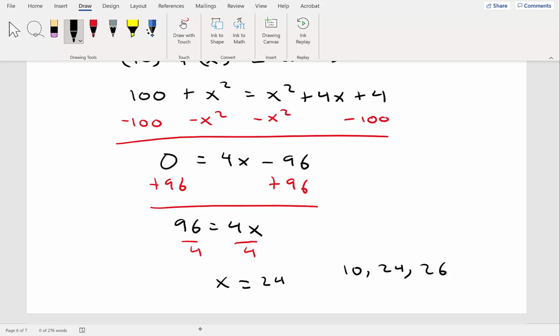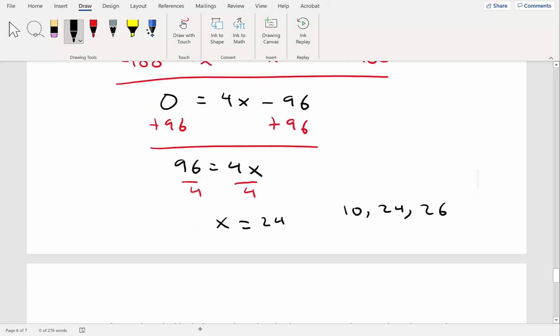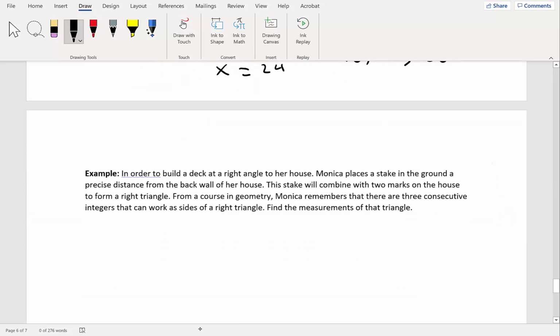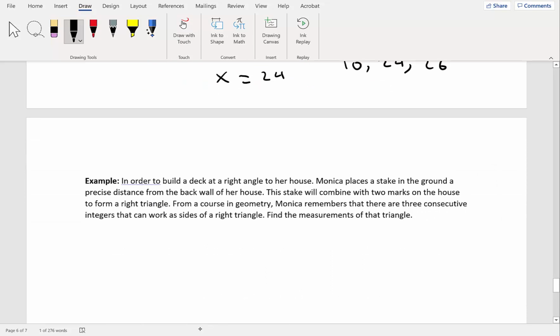Now let's take a look at one last problem. So it says, in order to build a deck at a right angle to her house, Monica places a stake in the ground a precise distance from the back wall of her house. This stake will combine with 2 marks on the house to form a right triangle. Now from a course in geometry, Monica remembers that there are 3 consecutive integers that can work as sides of a right triangle. Okay, find the measurements of that triangle.